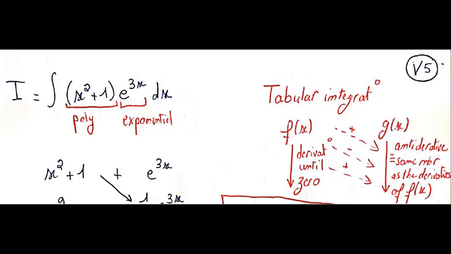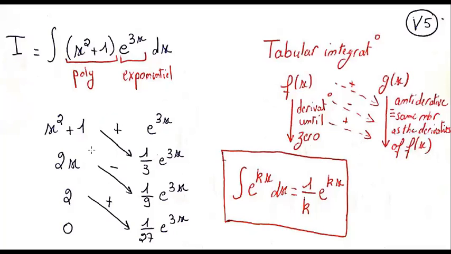Let's see in our case what we have. So as I said, we put the polynomial on the left, which is x squared plus 1. The first derivative of x squared plus 1 is 2x, then 2, then the derivative of 2 is 0. So successive differentiation until 0. Then we put e^(3x) on the right, and we write its antiderivatives, or the integral of e^(3x).